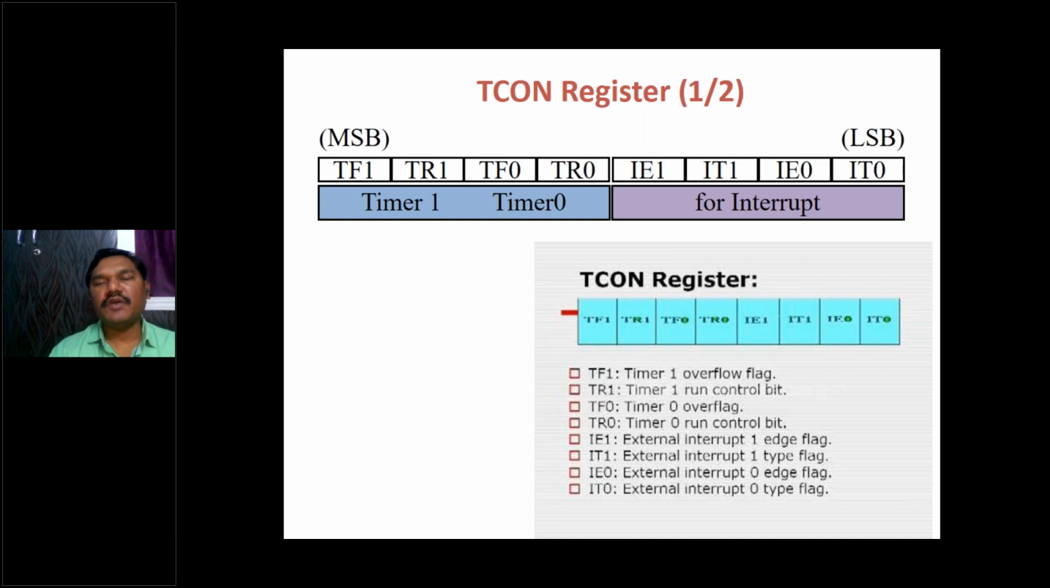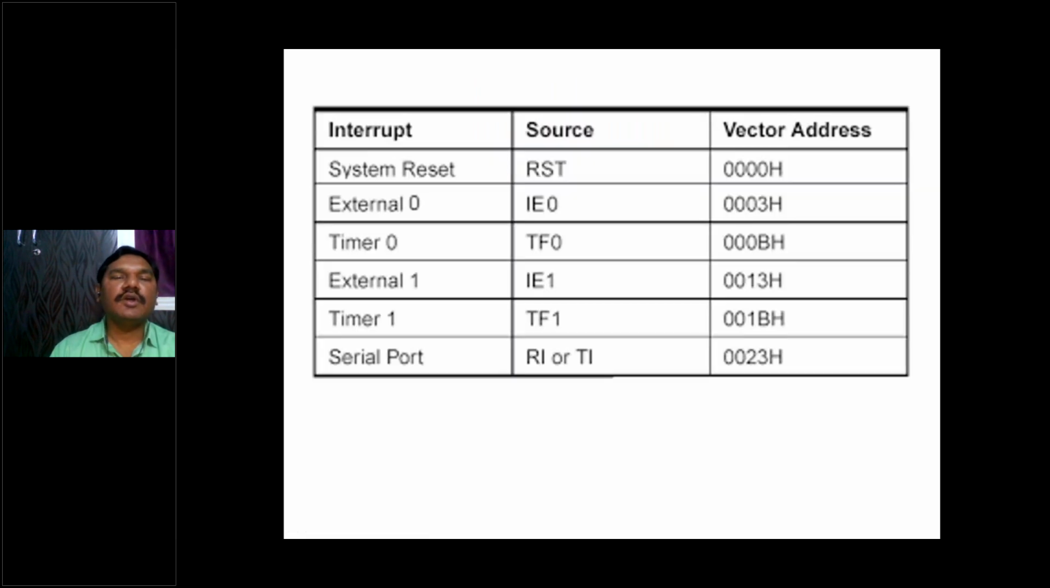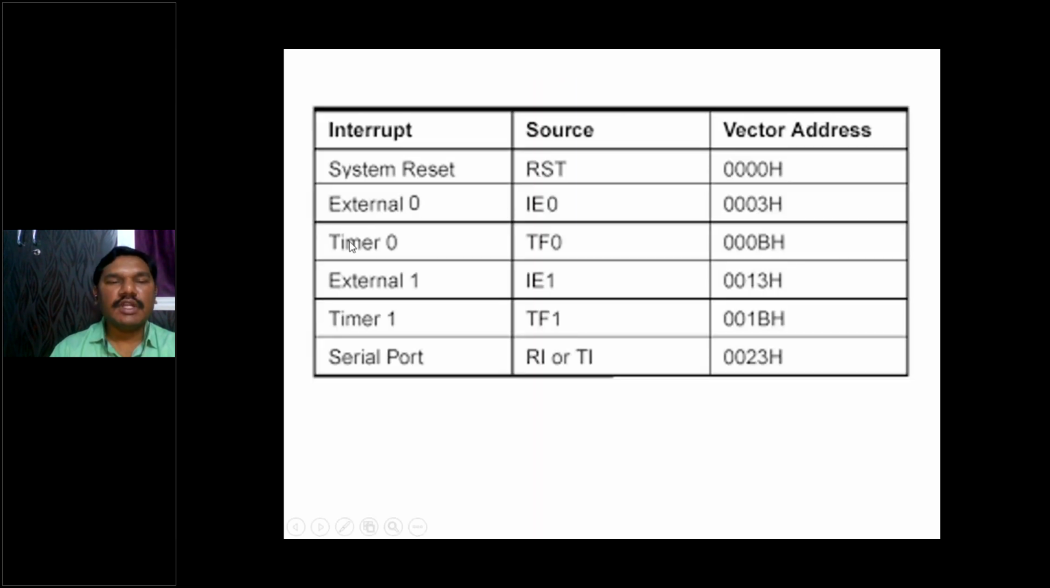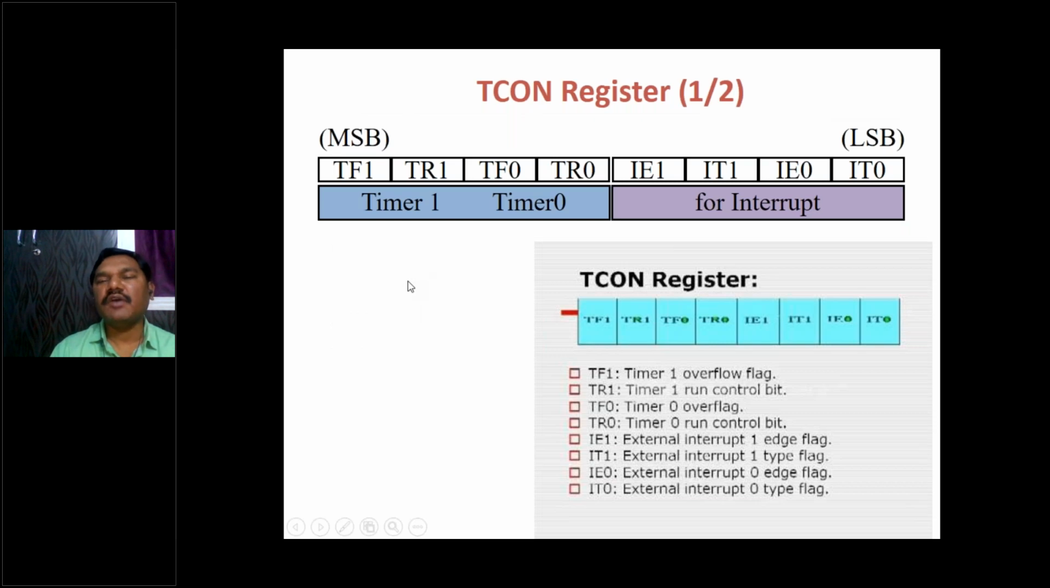The TCON register we have already seen. It has the lower 4 bits, the lower nibble, for interrupt control, and the higher nibble for timer 0 and timer 1 control and overflow interrupt bits. And these are the different interrupts, TF0 and TF1. Here you can see TF0 and TF1. What is TF0? Timer 0 interrupt. What is TF1? Timer 1 interrupt. What is IE0? External 0 interrupt, the INT0 interrupt. What is IE1? External 1 interrupt.